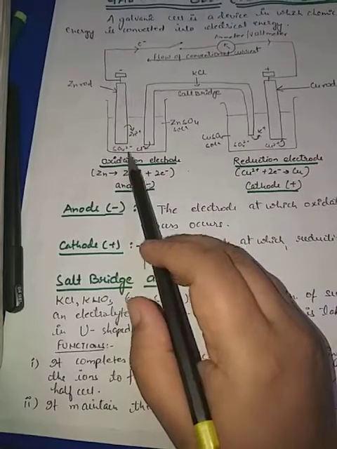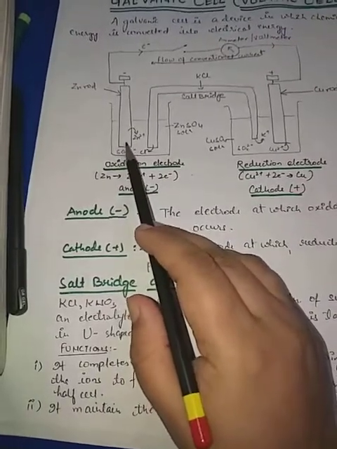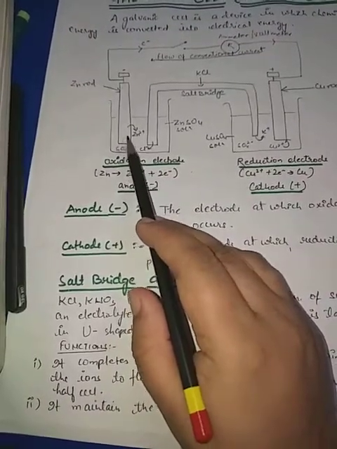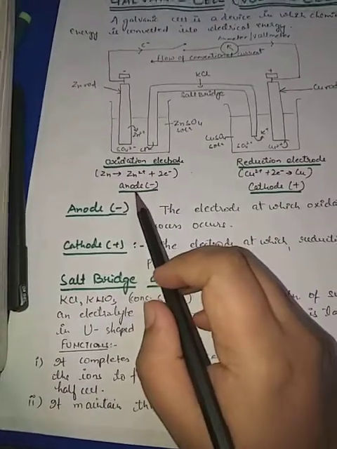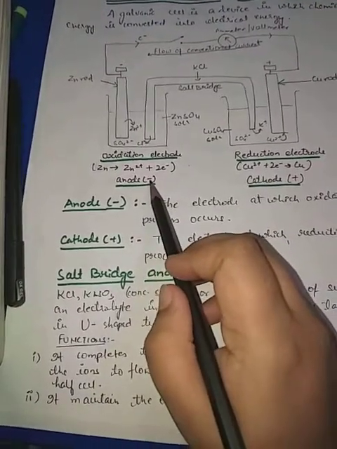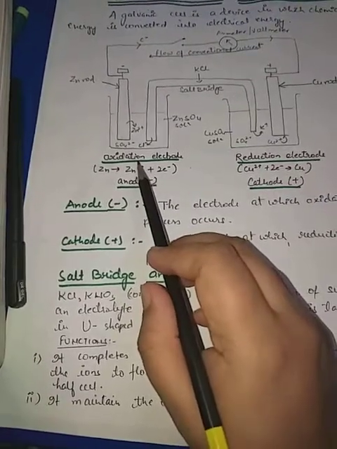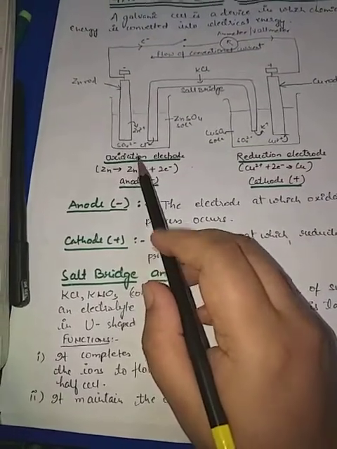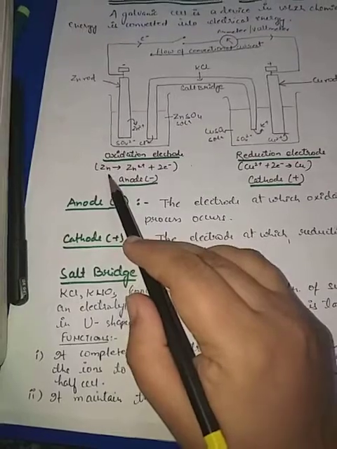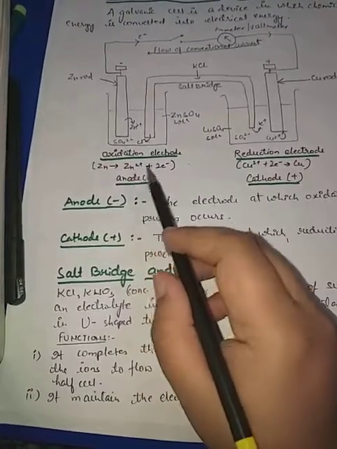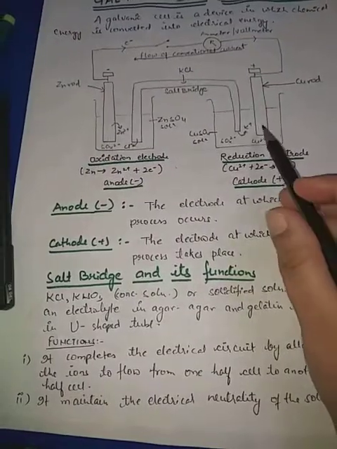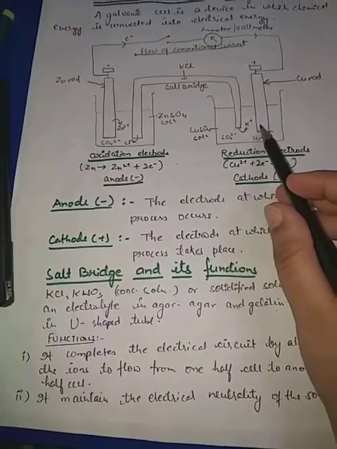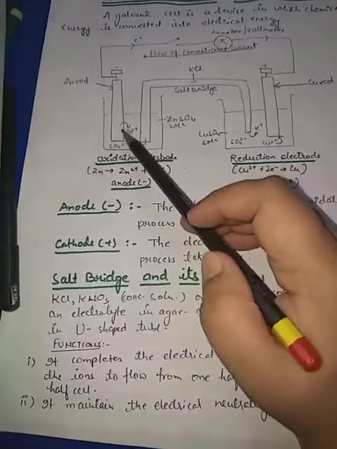It is the oxidation electrode because here zinc atoms will convert into zinc ions by losing two electrons. In the anode, which is a negative electrode, the oxidation half reaction takes place. Oxidation half reaction means a metal atom converts into a metal ion by losing electrons. This is the reduction electrode. Here in this reduction electrode, see, it will lose two electrons.